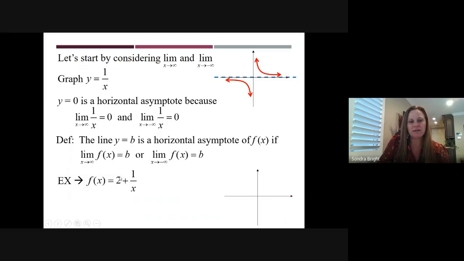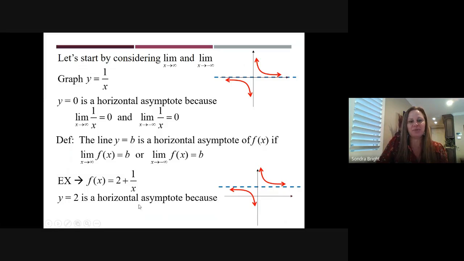So let's look at the function 2 plus 1 over x. If you remember your transformations, you're taking the parent function of 1 over x, which is that graph there, and adding 2 to it. So we're going to take this whole thing and shift it, a vertical shift. Do you remember transformations from last year? Take that graph, shift it up 2 units, and so now my horizontal asymptote is at y equals 2.